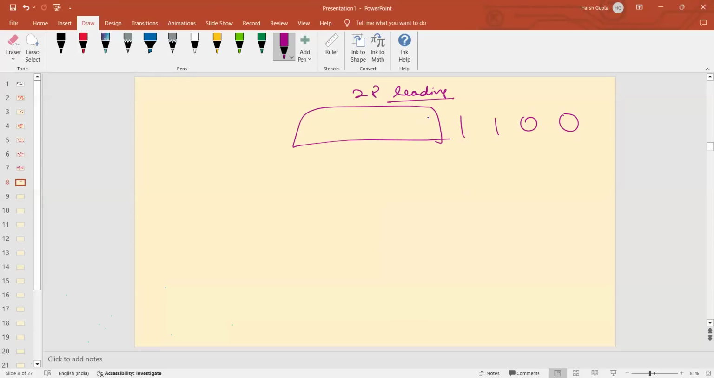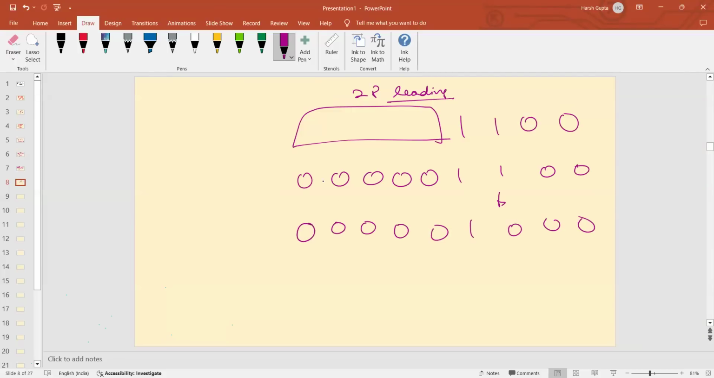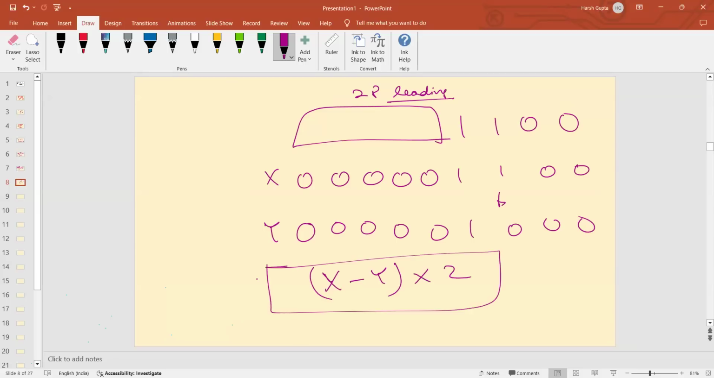Is this thing clear that if we have a number something like this, then our aim is to get a number something like this, so that if this is x and this is y, our answer will be x minus y multiplied by 2? Is this part clear?